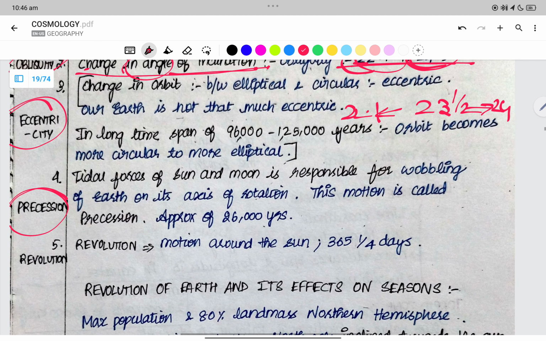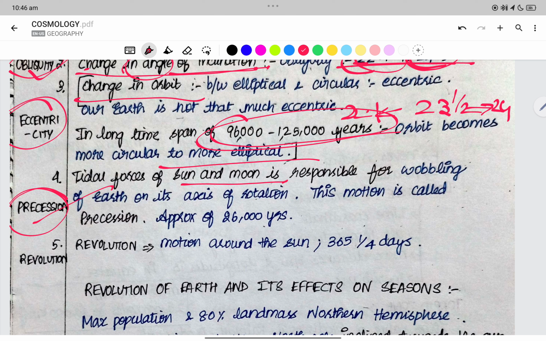Next we have eccentricity, which is the change in the orbit, and that cycle is about 1,25,000 years. Then we have tidal forces, which are responsible for the wobbling of the earth on its axis. This motion is called precession, and it is approximately 26,000 years.